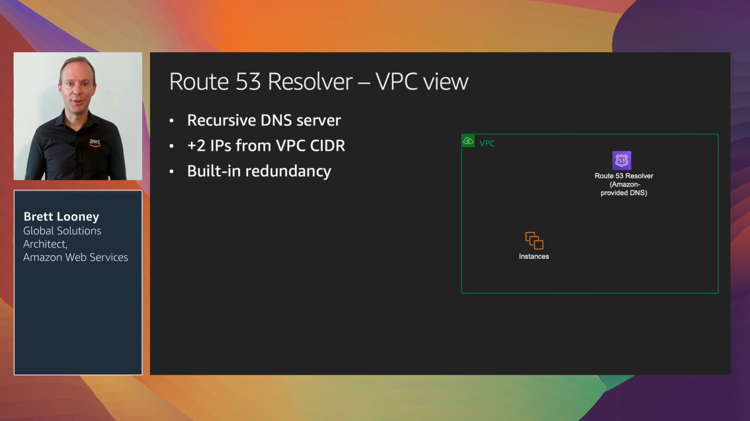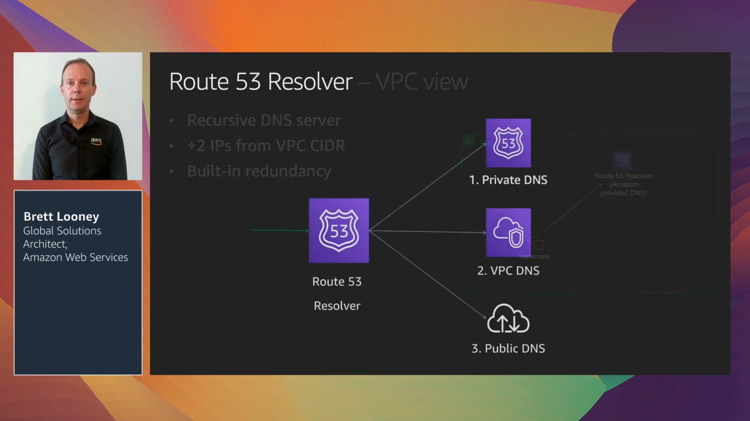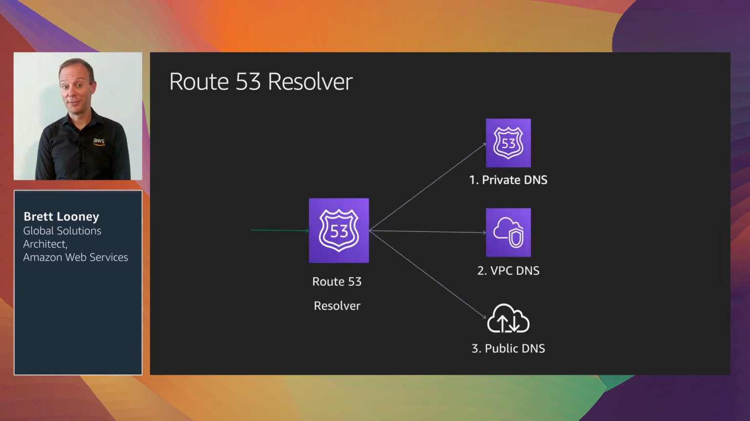The challenge from our customers was they wanted to look up things inside a VPC from outside, and that was pretty hard. They had to go and build their own infrastructure to do that. The Route 53 Resolver fixes all of this. Across the Route 53 Resolver, when you enable it, you can look up private Route 53 zones, you can look up the VPC DNS, and you can continue to look up public DNS records.